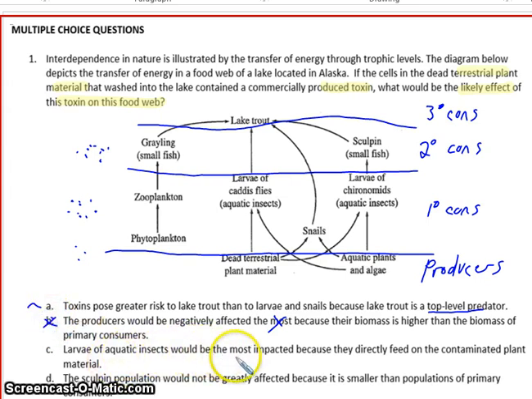The larvae of aquatic insects would be most impacted because they directly feed on the contaminated plants. So again, it's asking us about the insects. Where are the insects? I guess these guys could be the insects right here. And they are affected, but I'm not sure they're the most impacted, so I'm going to cross out C. The sculpin population up here would not be greatly affected because it is smaller than the populations of primary consumers. It is up here, though. In fact, it's greater than the primary consumers. In fact, I would say it would be greatly affected. Get rid of that. So I will go with A on this particular question.